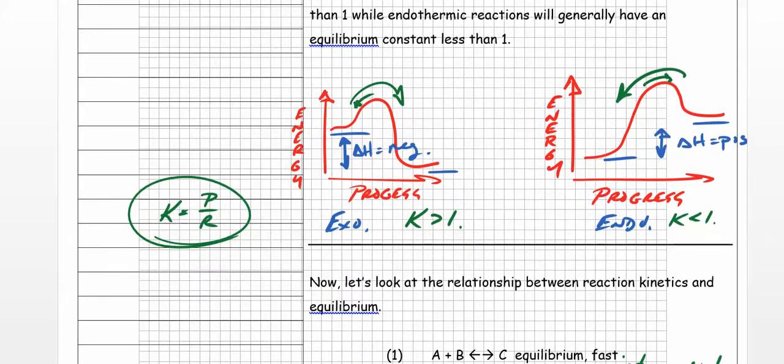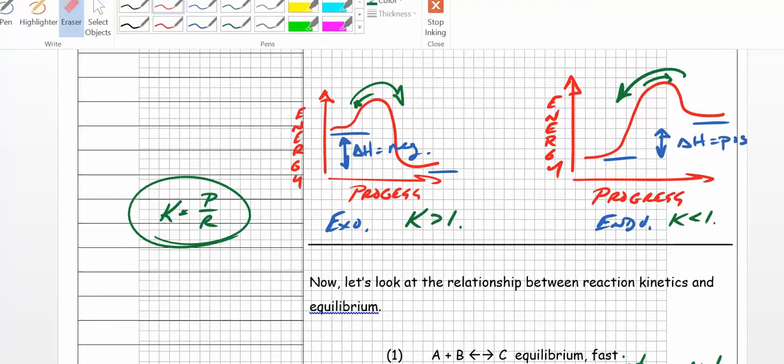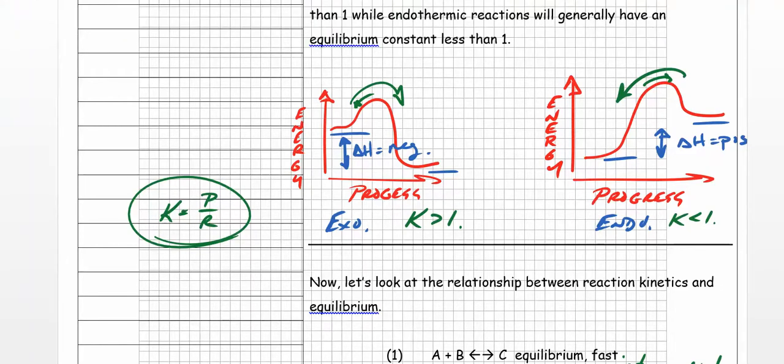All right, so you should be familiar with these curves that I'm showing here on the left and the right. These are potential energy curves, and what they show is the relationship as the reaction progresses between the reactants and the products. Reactants, of course, on the left, products on the right. So on this curve that I'm showing here on the left-hand side, what we've got is an exothermic reaction. It's an exothermic reaction because products are lower in potential energy than reactants. Products are lower in potential energy than reactants.